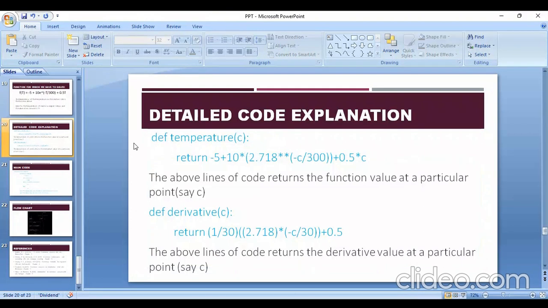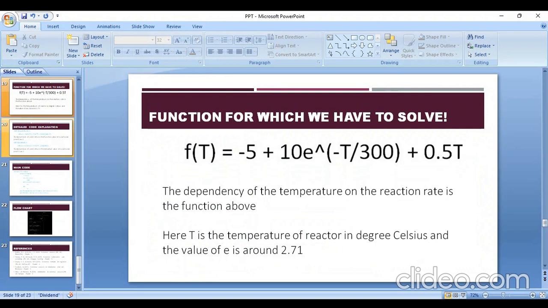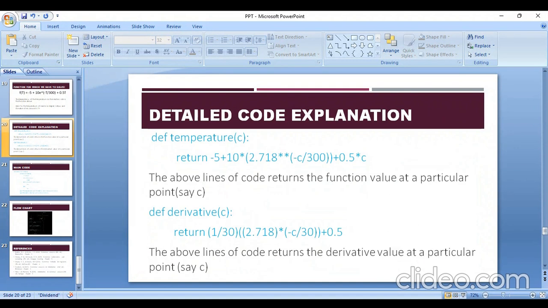This is the detailed code explanation of my program. The temperature function takes C as the input parameter and it will be returning the function value at C. Here the function represents the exponential function, which is mentioned in the earlier slide. The derivative function takes C as the input parameter and it will be returning the derivative of the function at C.